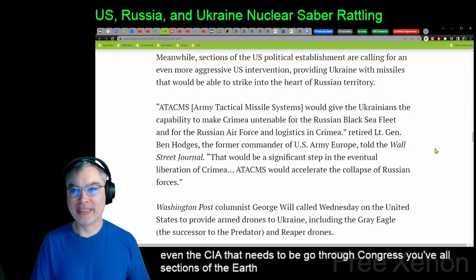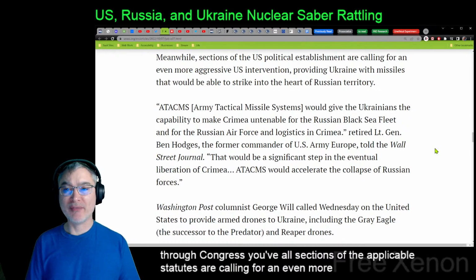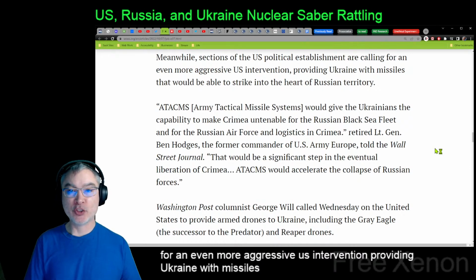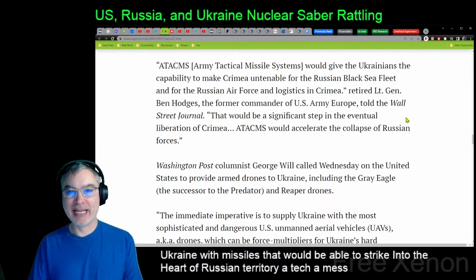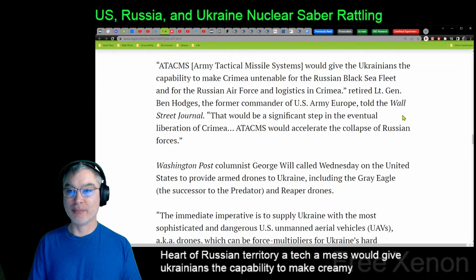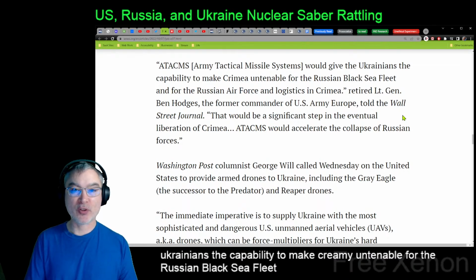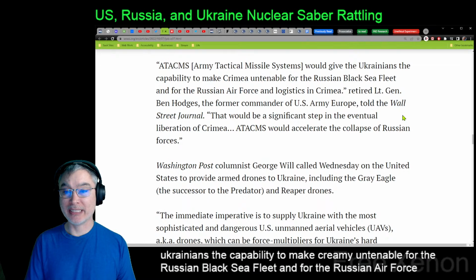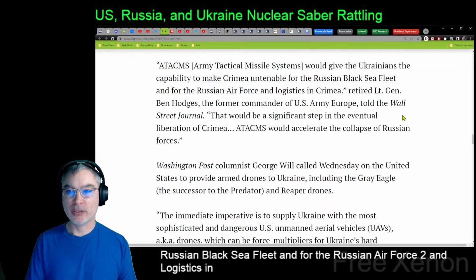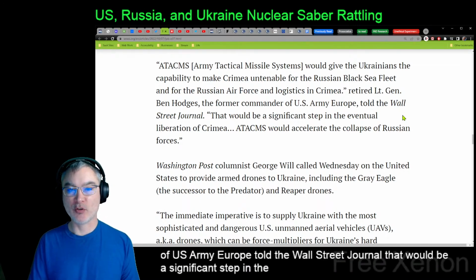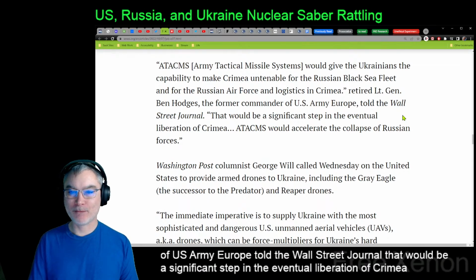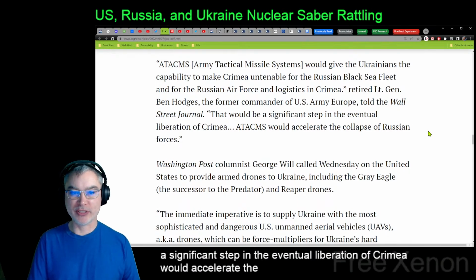Meanwhile, sections of the U.S. political establishment are calling for an even more aggressive U.S. intervention, providing Ukraine with missiles that would be able to strike into the heart of Russian territory. ATACMS, Army Tactical Missile Systems, would give the Ukrainians the capability to make Crimea untenable for the Russian Black Sea Fleet and for the Russian Air Force and logistics in Crimea. Retired Lieutenant General Ben Hodges, the former commander of U.S. Army Europe, told the Wall Street Journal, That would be a significant step in the eventual liberation of Crimea. ATACMS would accelerate the collapse of Russian forces.